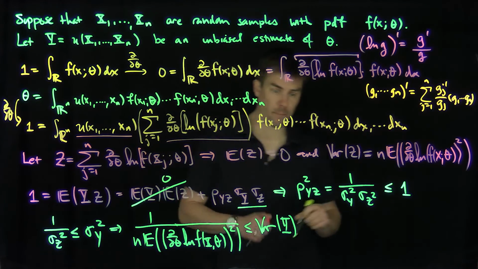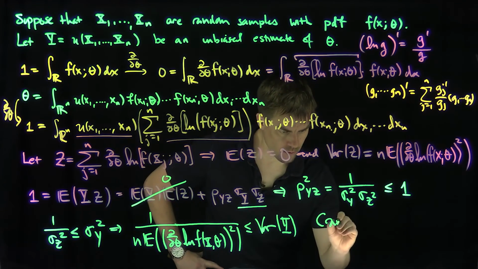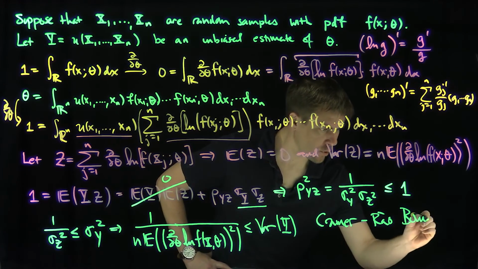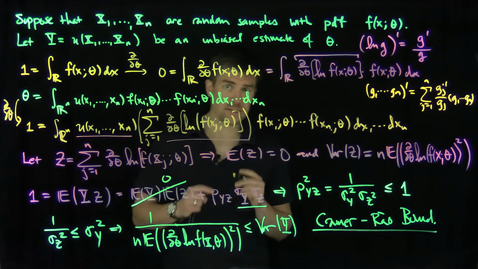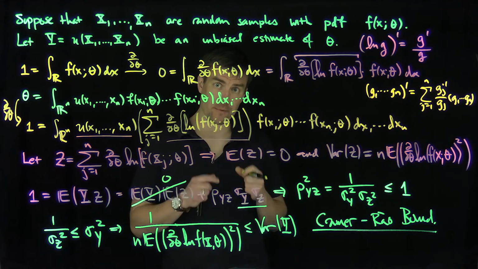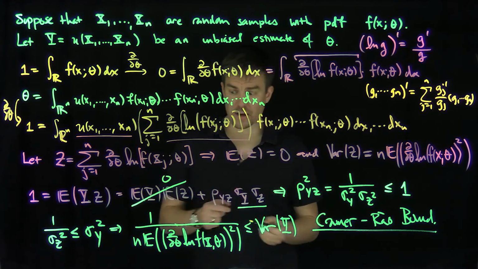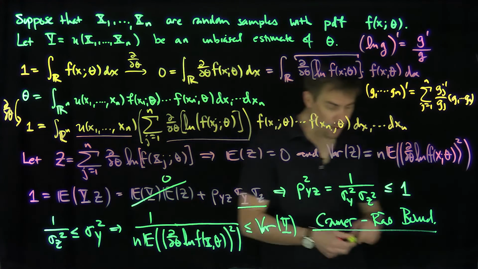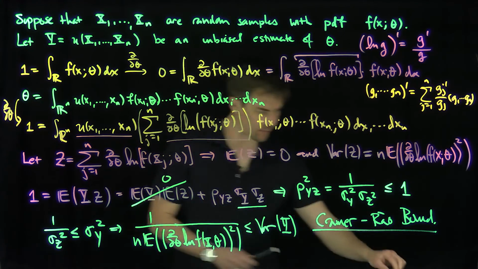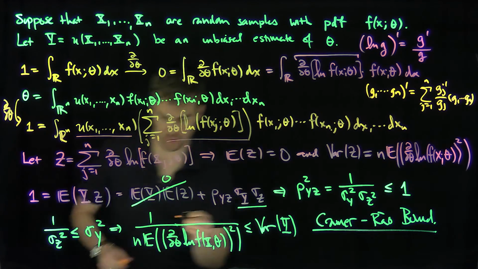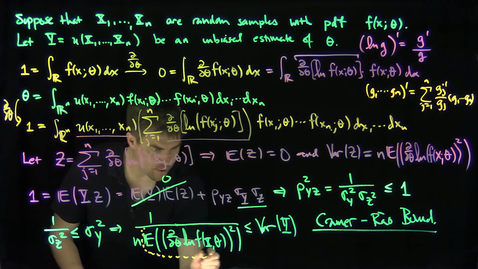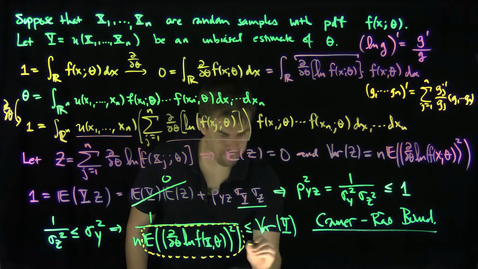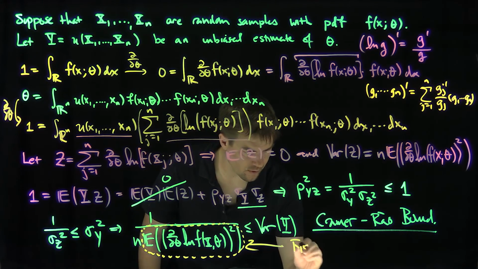And this is called the Cramer-Rao bound. It says that no matter which unbiased estimator you choose to estimate your parameter theta, the smallest variance you can get is given by this expression on the left-hand side of this inequality. And this expected value without the n, the expected value of the square of the theta derivative of this thing, is called the Fisher information.